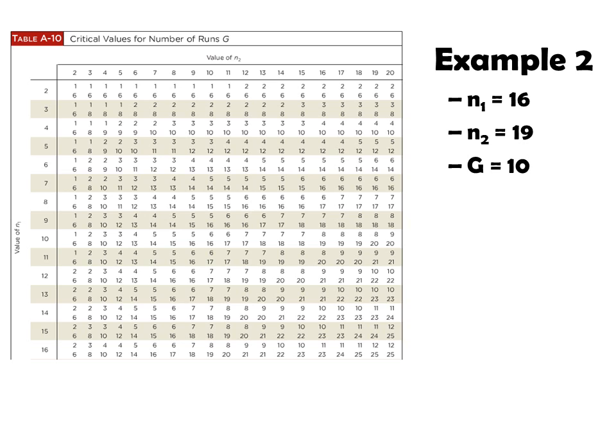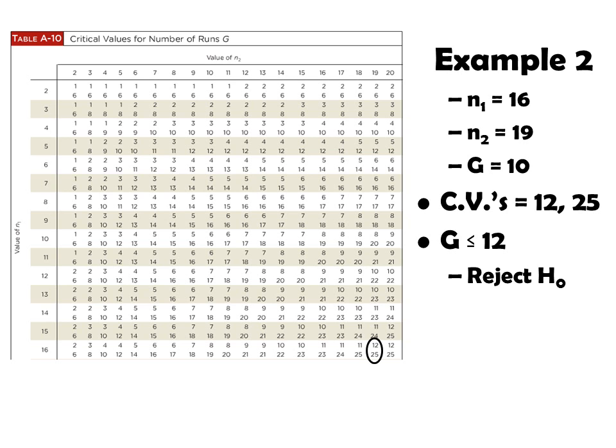Now get our critical values from table A10. Go down to N1 is 16, N2 is 19. We have our critical values there of 12 and 25. Now notice that G is less than or equal to the smaller critical value of 12, and so we reject the null hypothesis.